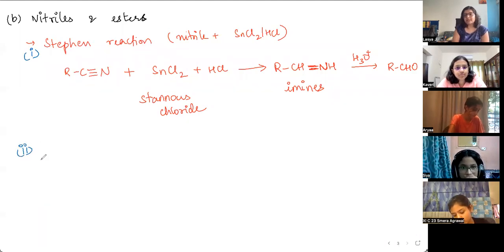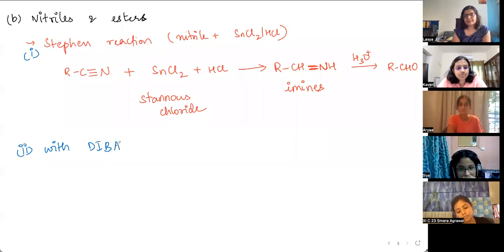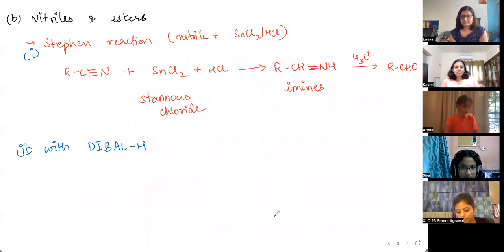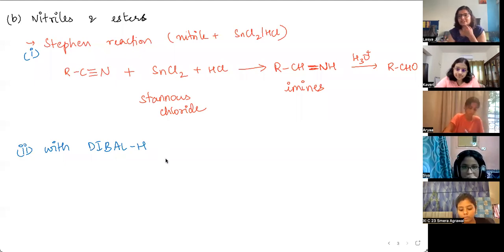Now, there's another reagent you can use with DIBAL-H. This particular reagent can be used for both nitriles and esters. Have you come across DIBAL-H? I feel like it's maybe studied in alcohols, right? Do you remember what is DIBAL-H?